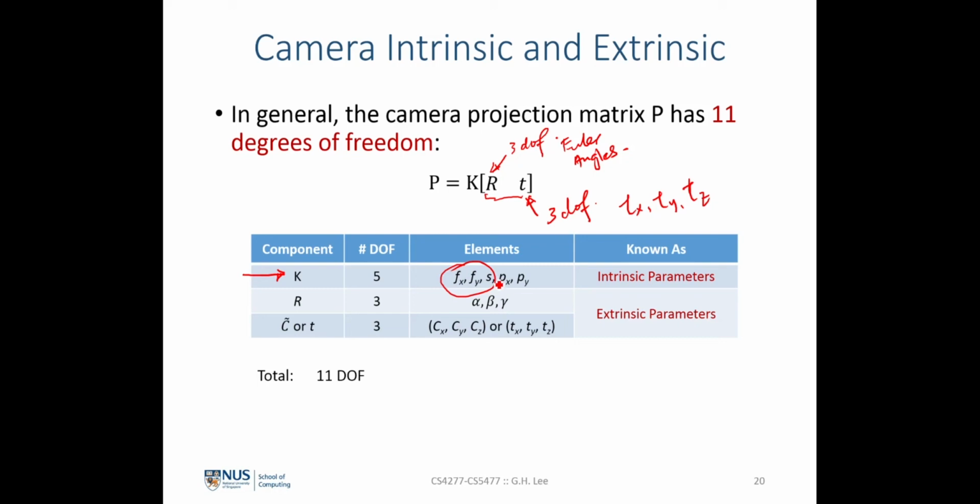We have a skew factor, which we denote by S. So altogether, there's an additional 3 degrees of freedom, plus 2 more for the principal point. So altogether, we have 5 degrees of freedom for the intrinsic values. And in total, 5 plus 3 plus 3, we will have altogether 11 degrees of freedom for our camera projection matrix P that is given by K multiplied by R and T.